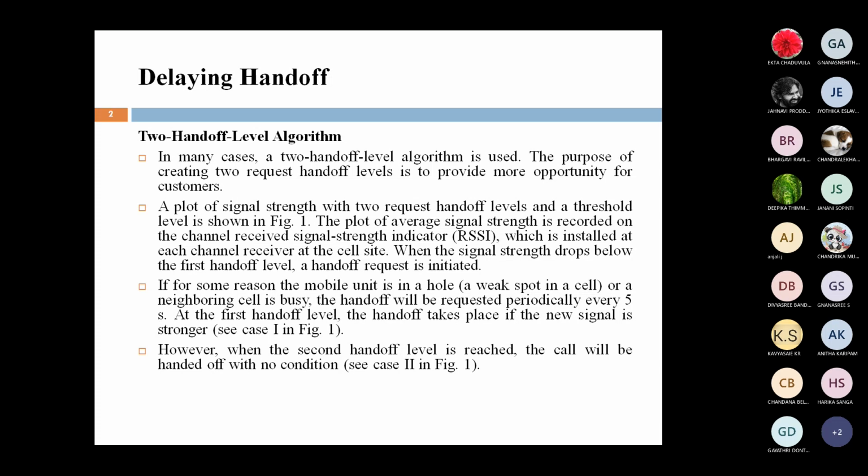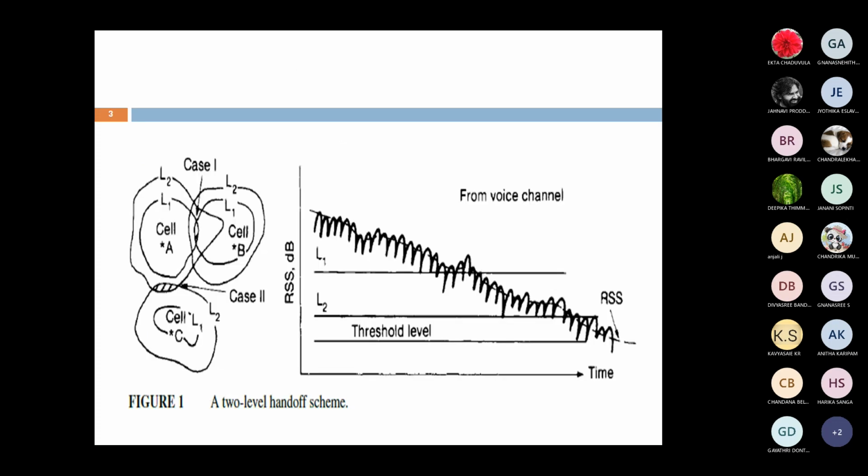Now I am explaining this two-level handoff algorithm with this figure. See this one, a two-level handoff scheme. Now I am taking three cells, cell A, cell B, and cell C. These three cells can be divided into two levels based upon the distance, level 1 and level 2, for each cell. Now I am considering two cases here. Case 1 is based upon the distance between the base station and the mobile station. Case 2 is weak spots, or gaps, or holes.